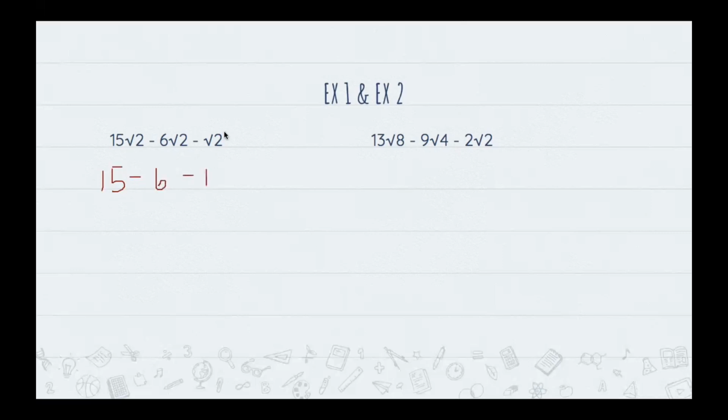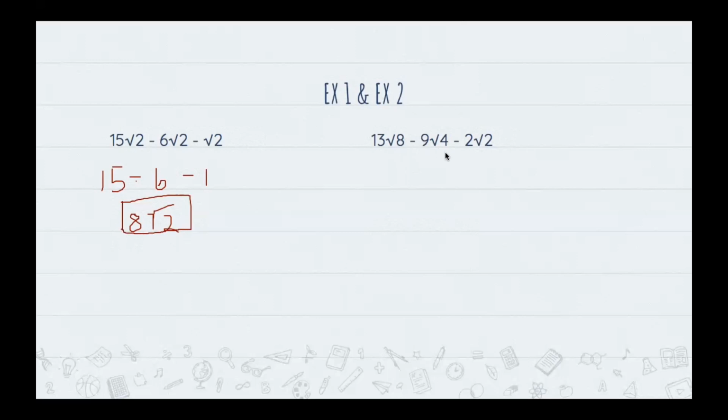And this is only if the radicands are the same. So all the radicands here are 2. So 15 minus 6 minus 1 gives you 8. And you bring down the radical 2. So this would be your final answer, 8 radical 2. But remember, this rule only works if the numbers inside the radicals are the same.